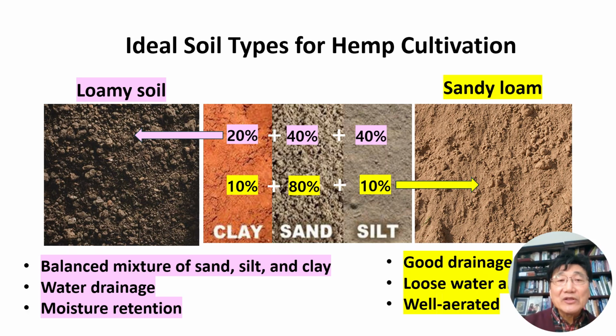The second good soil is sandy loam, which has a high sand content. It has good drainage and easy soil workability, but it loses water and nutrients easily. It needs organic matter or compost to improve fertility.